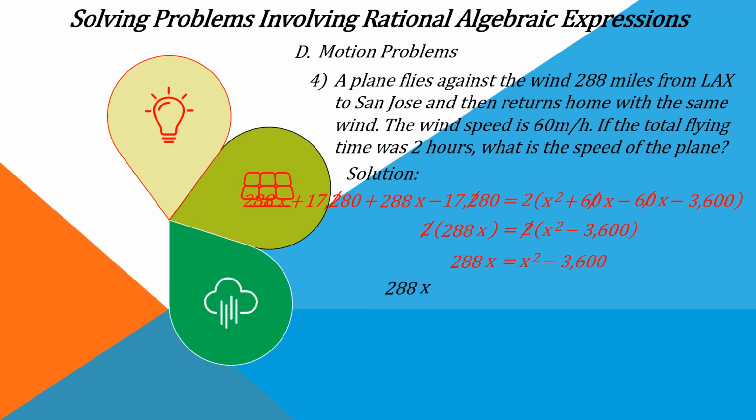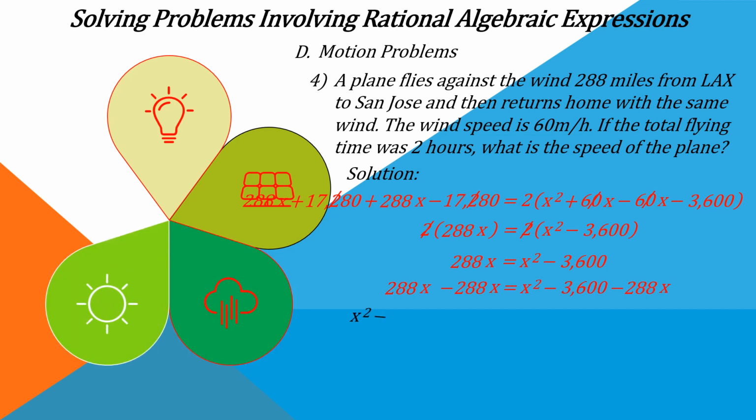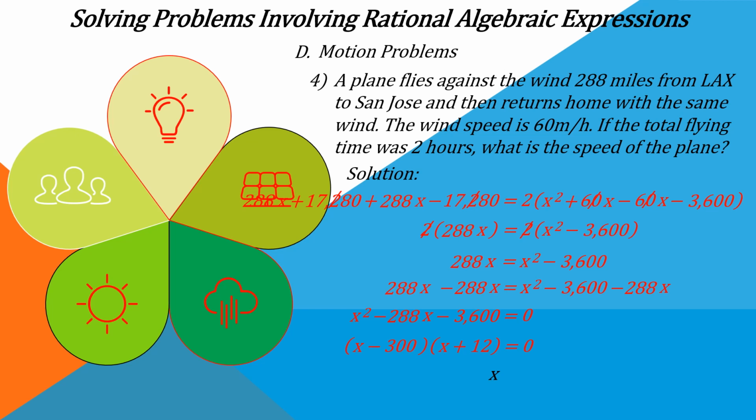Simplifying the equation, we have 288x minus 288x equal to x squared minus 3,600 minus 288x. We have the equation x squared minus 288x minus 3,600 is equal to 0. This is a quadratic equation, or trinomial, so we will apply factoring the general trinomials. x squared is x multiplied by x. 3,600 is equal to 300 multiplied by 12. The sign for 300 is negative and for 12 positive. So the value of x is equal to 300 and negative 12.